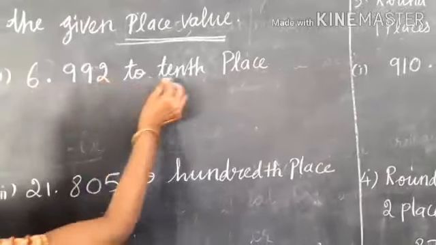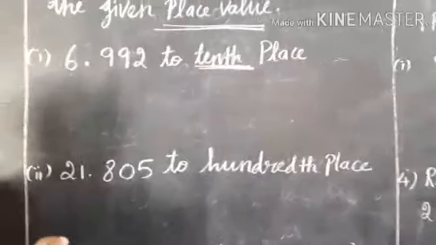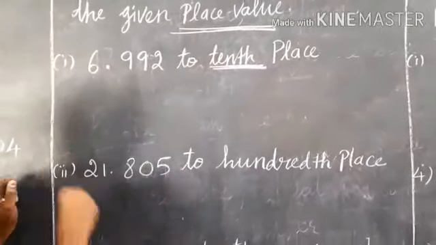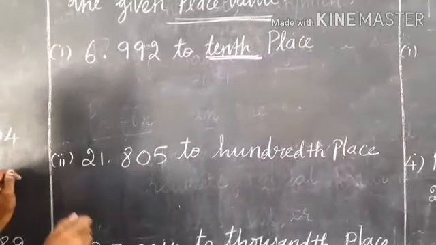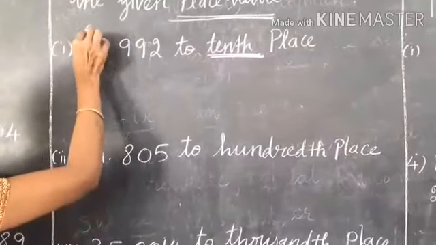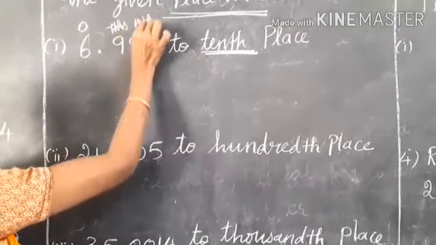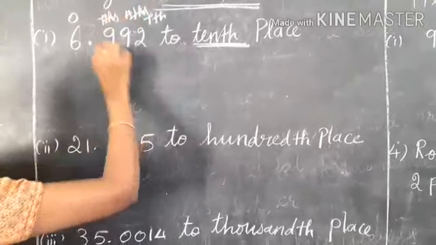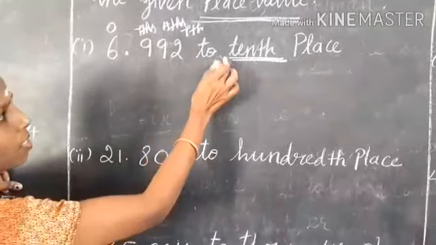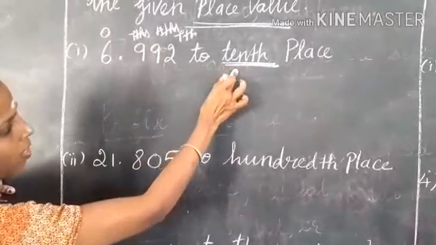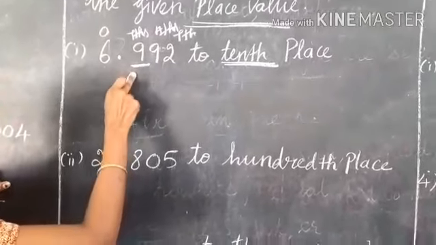6.992 to 10th place. So which number should we round here? 10th place. First let's see what digit is in the 10th place. So you have to be clear with the place value. This is the place value of ones. This is tens, hundreds, thousands. So we have to round at the 10th place. We must round at the 10th place digit. Which digit is in the 10th place? 9 is the 10th place digit.